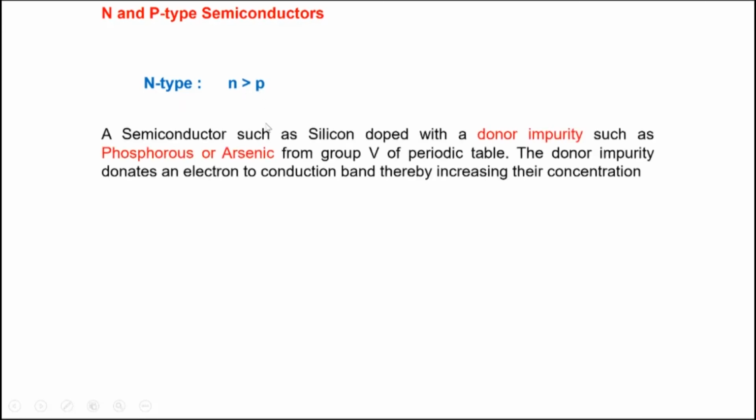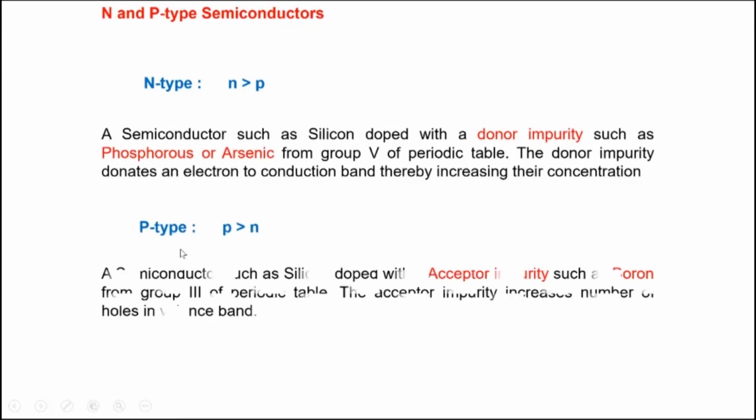So when you add an N-type impurity such as phosphorus or arsenic, you end up increasing the number of electrons, and you end up with a semiconductor which we call N-type. N is greater than P. On the other hand, if you add an impurity such as boron, then you end up increasing the number of holes in the semiconductor, and P, the number of holes per centimeter cube, becomes larger than the number of electrons in the semiconductor.